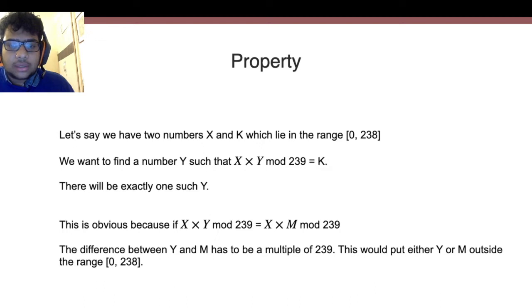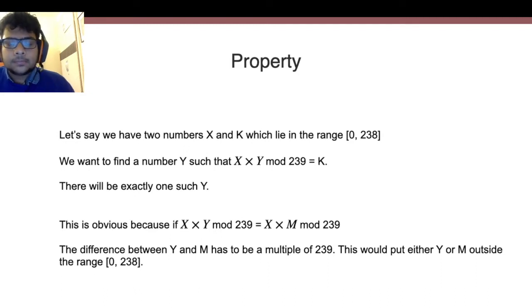Now to prove that for each y, x multiplied by y mod 239 is different, you can use this proof below. Basically assume that they're the same. For any y and m, assume that x multiplied by y mod 239 is equal to x multiplied by m mod 239. Then you'll get that the difference between y and m is a multiple of 239, right? That's how modular arithmetic works. So this means that either y or m is greater than or equal to 239, and this is a violation of our range. So therefore, we can say that our property is true.